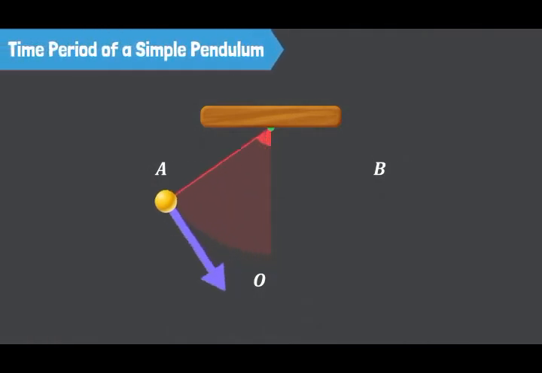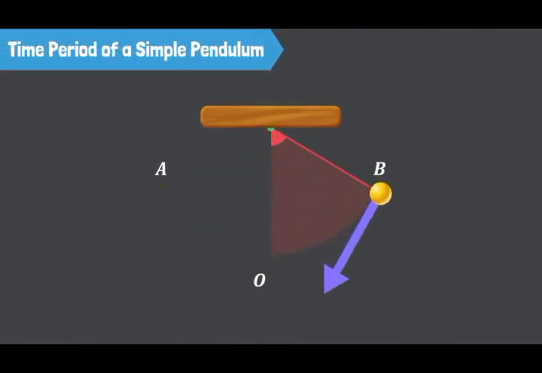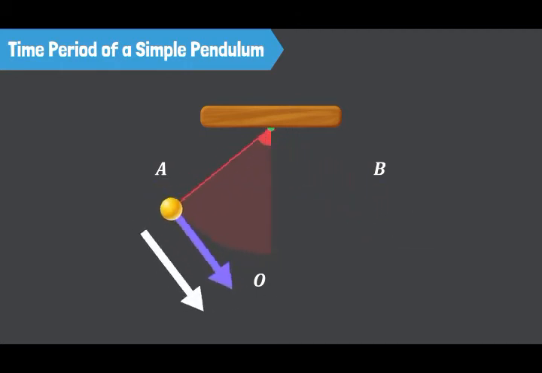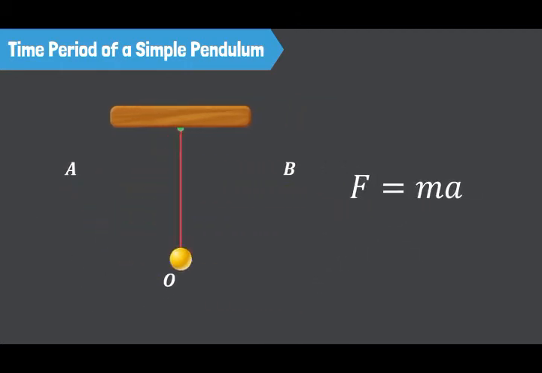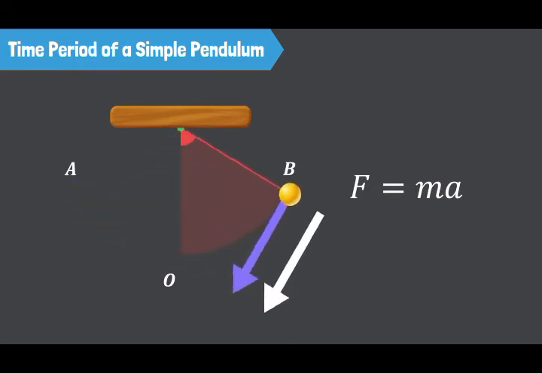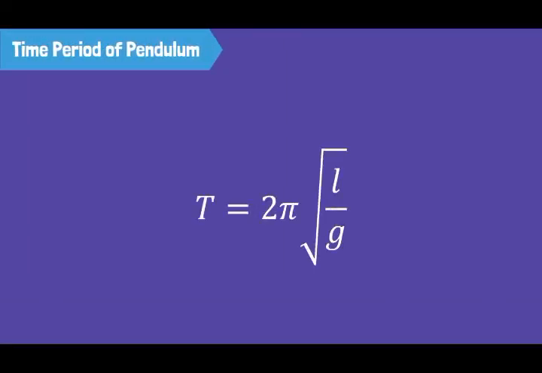Knowing that the restoring force always acts towards the mean position, can you tell in which direction the acceleration of the bob will be directed? The acceleration of the bob, just like the restoring force, is always directed towards the mean position O. Remember Newton's second law, F is equal to ma? The acceleration always has the same direction as the net force. The following formula is used to calculate the time period of a simple pendulum.